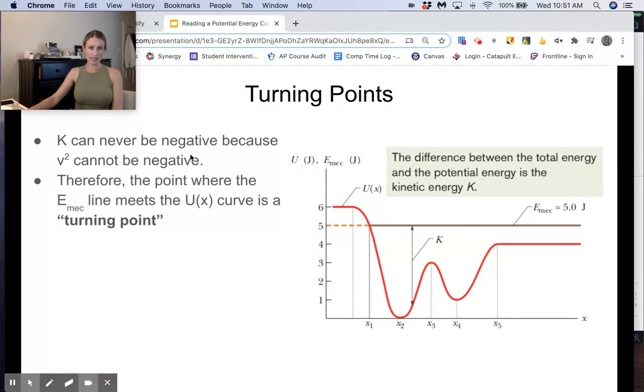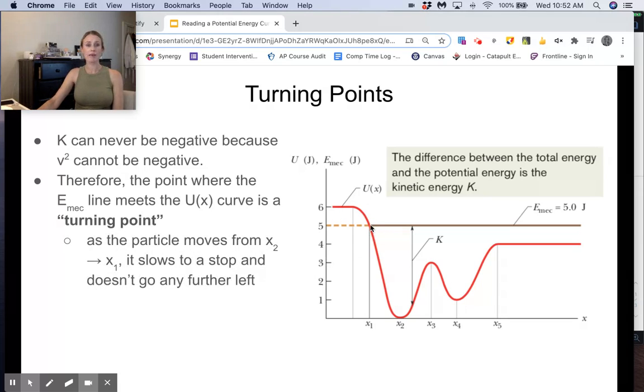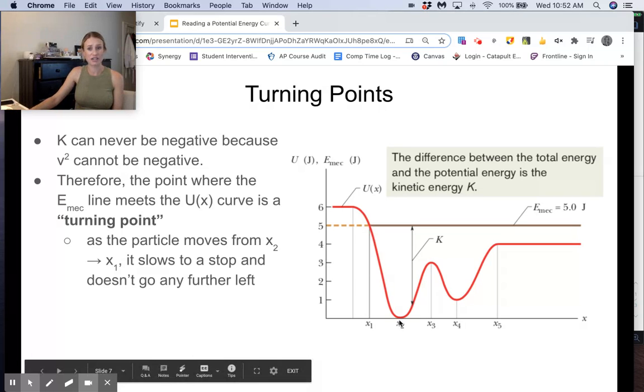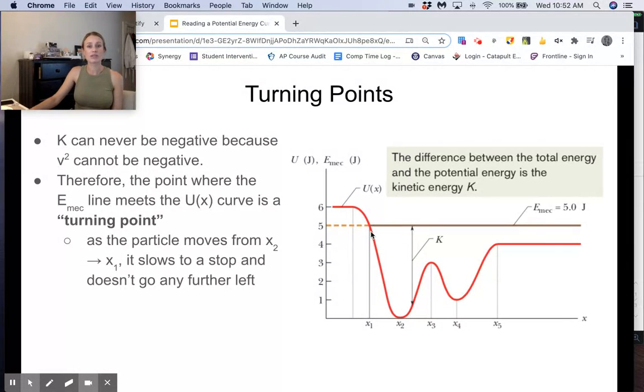So because of this, the point where that mechanical energy line meets the potential energy curve, we call a turning point, which is like this point right here, okay? What happens here is as the particle moves from, say, our position x2 to our position x1, which is where our turning point is located, it slows to a stop, because the difference from this potential energy to the mechanical energy is going to be our kinetic energy.